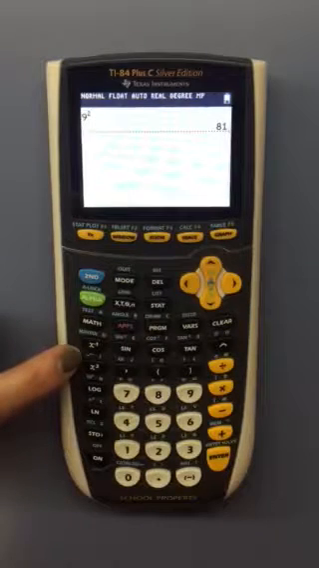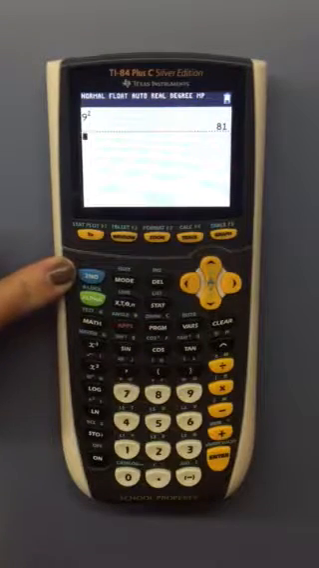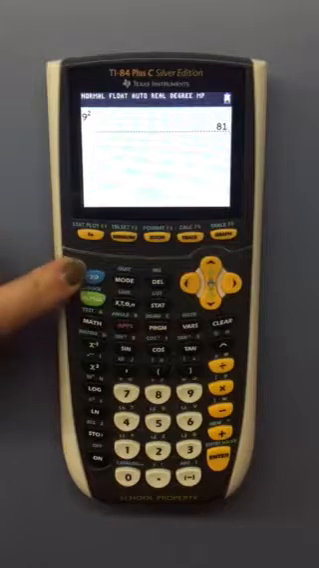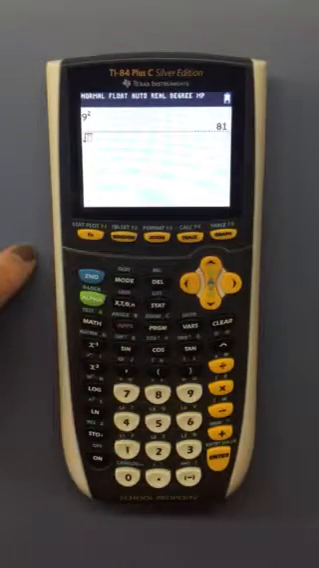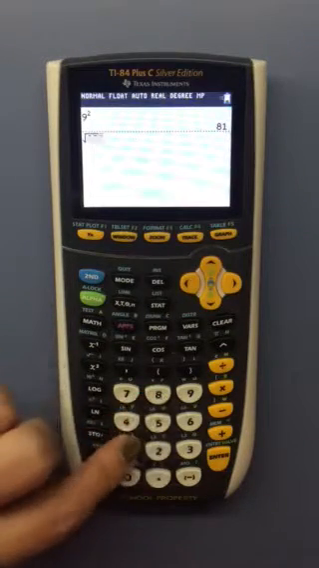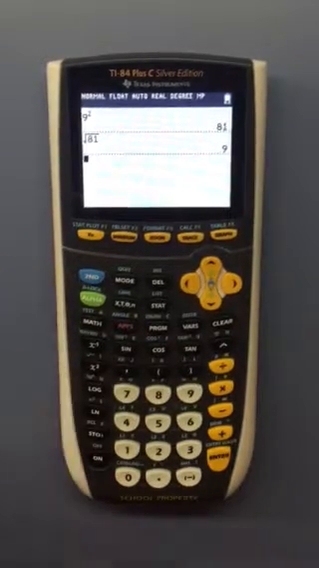I need that blue symbol that's not written on the button, but is written right behind X squared. So I would go to the blue button that says second, and this allows me to access the second menu. I would hit second, and then I would hit this button, and now I have the square root sign. I could type in 81 and hit enter, and it tells me the square root of 81 is 9.